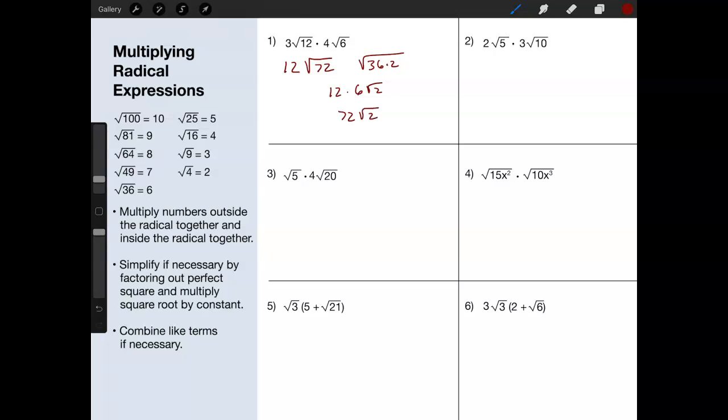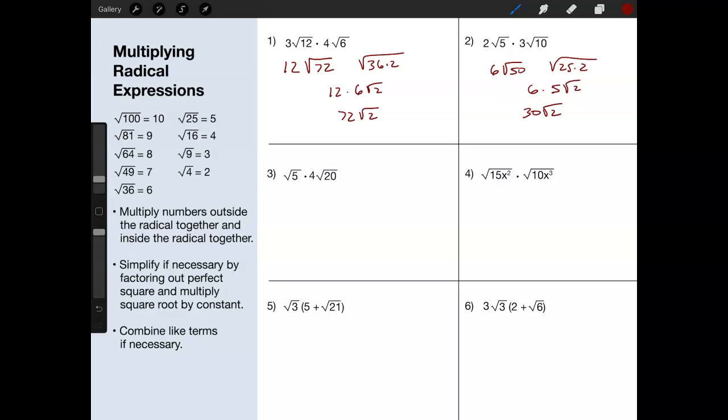For example number 2, we have 2 square root of 5 multiplied by 3 square root of 10. We multiply 2 times 3, which is 6. We multiply 10 times 5, which is 50. We can simplify the square root of 50, which is 25 times 2. The square root of 25 is 5, and this simplifies to 5 times the square root of 2. Multiplied by 6, 6 times 5 is 30, and our answer here is 30 times the square root of 2.